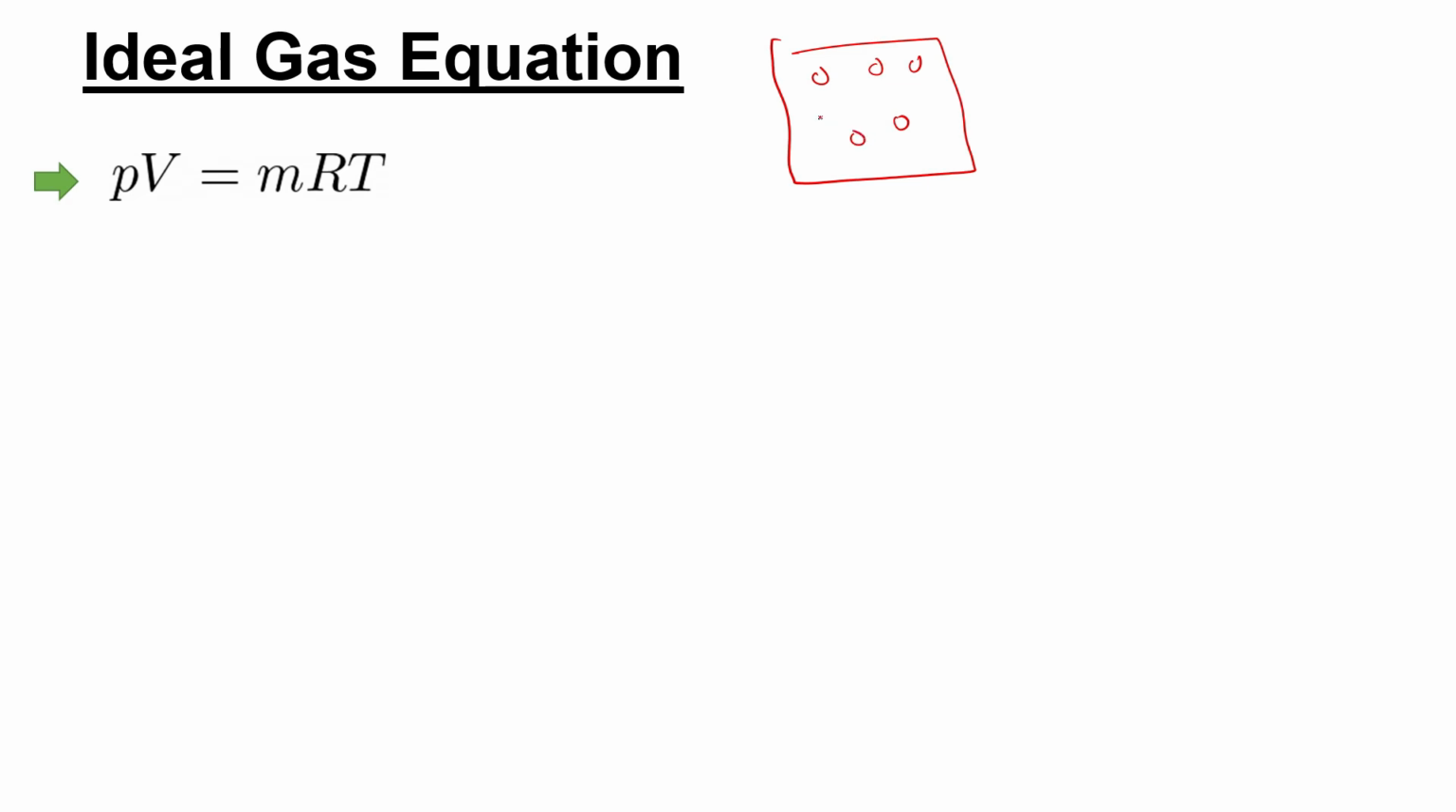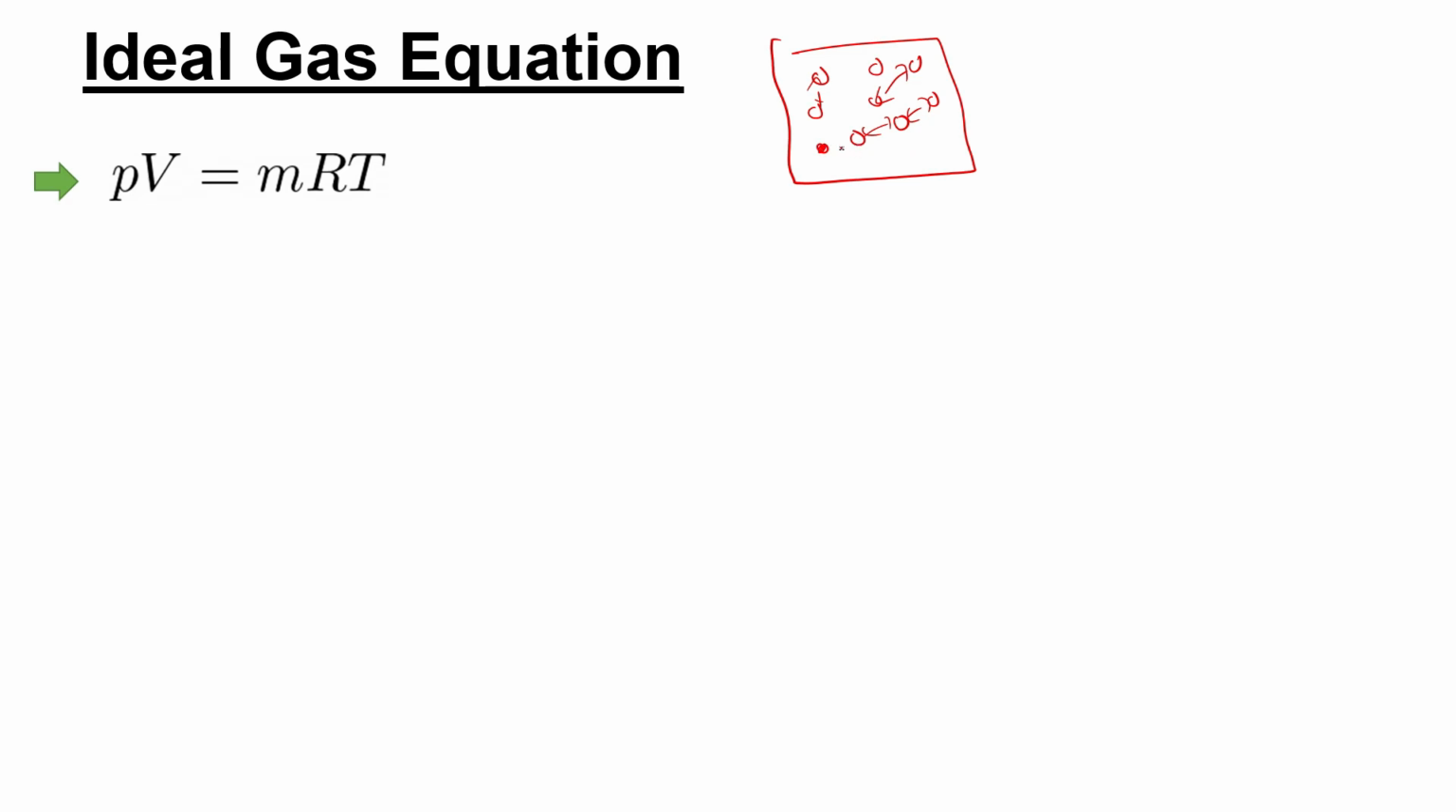Now we will discuss the ideal gas equation. The ideal gas equation is an equation used for an ideal gas. So what exactly is an ideal gas? An ideal gas is a gas in which you are neglecting the forces between the molecules, and the volume of the molecules itself is also neglected. Those gases are known as ideal gases.